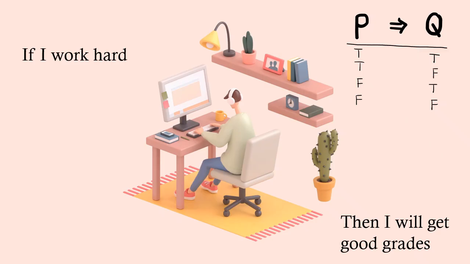In the first row we have that ideal condition. You do work hard and you do get good grades, meaning the implication was true. That chain of events that was promised that would follow if you worked hard was satisfied. Everything was set into motion and it worked.